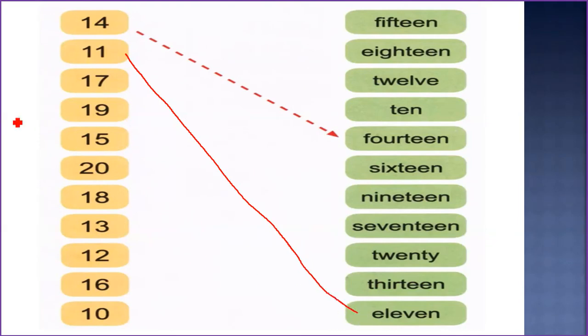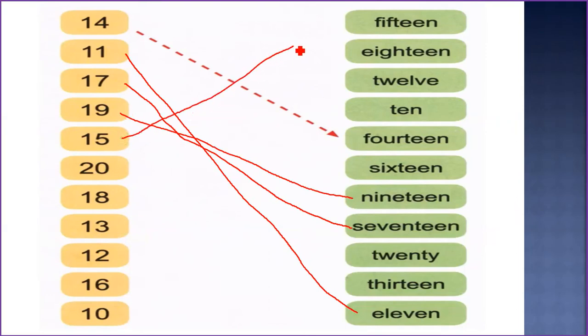Okay, now what number is it? 17. Where is 17? Yes, this is 17. Match. Okay, now 19. Match 19 with 19. This is 19. Match, hurry up. Okay, now 15. This is 15. First number name 15. I hope you will do this question, inshallah.